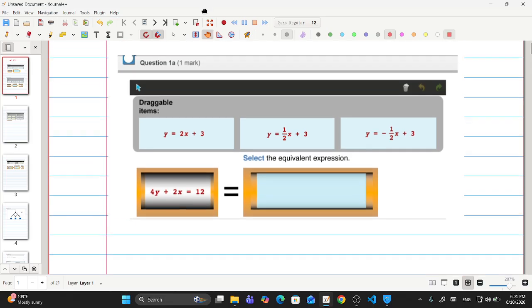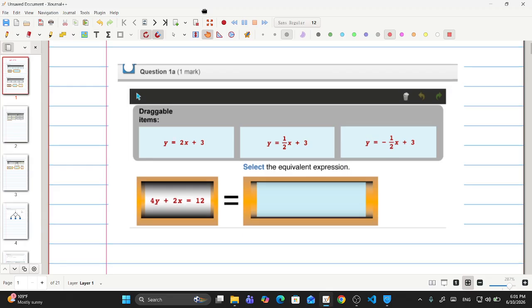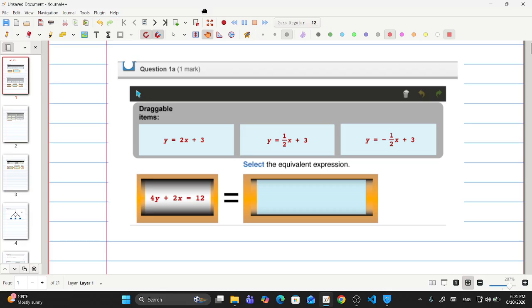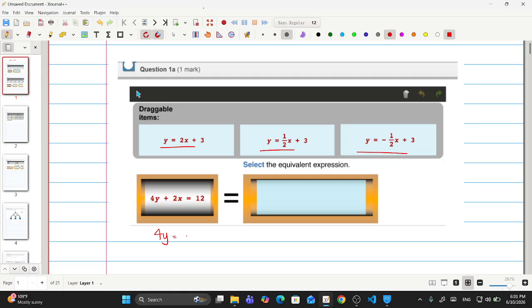So you had to select the equivalent expression here. So you have 4y plus 2x equals 12. You can see in all of the options that are given to you here, the ideal scenario is that you have to make y the subject of the equation, right? So you can write this as 4y equals minus 2x plus 12, right?